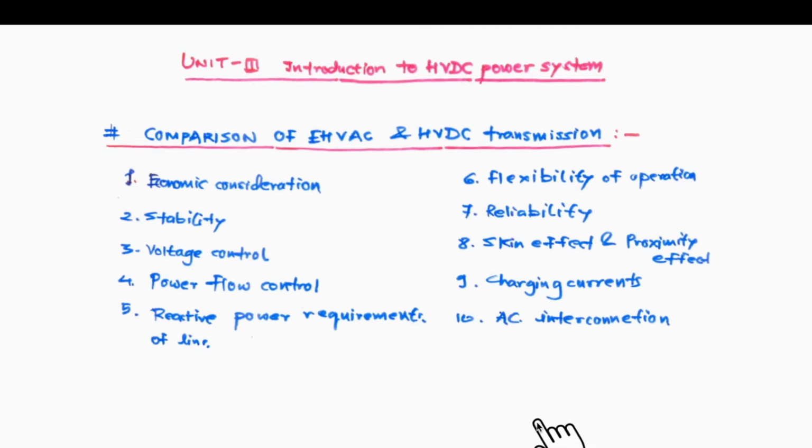So mainly the comparison is based on these various points. First is the economic consideration, that is the cost. Second is the stability of the power system in handling bulk power. Then effectiveness in voltage control, third point. Then flexibility in the power flow control. Then very important is the reactive power requirement of the line.